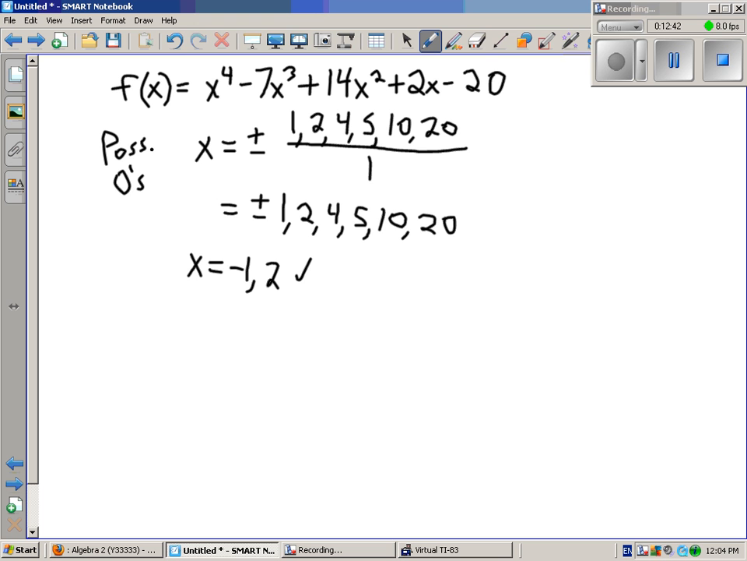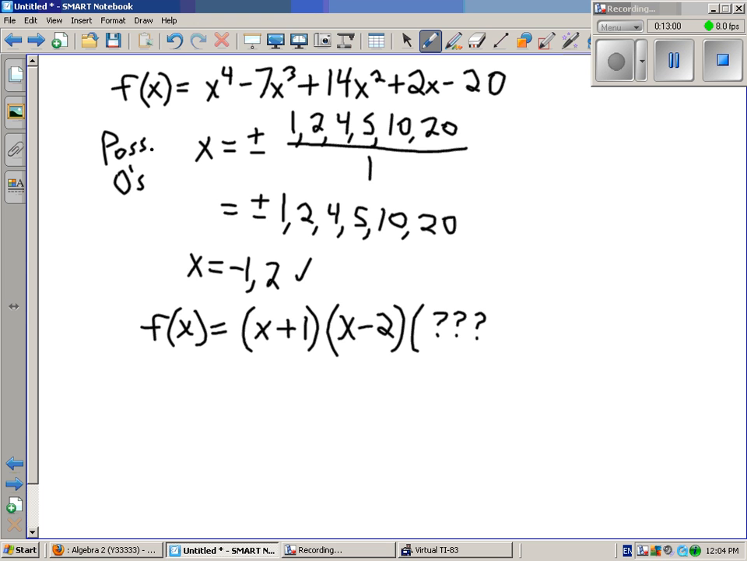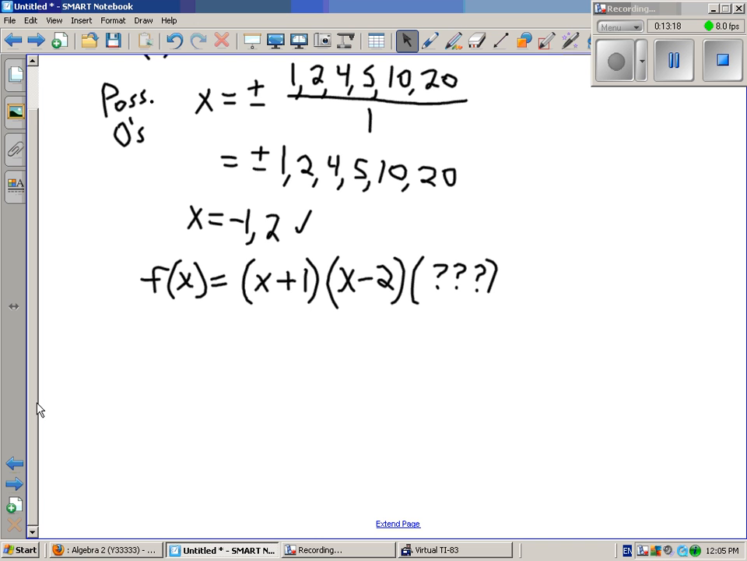Everything else is trash. So what I have here is a function that, because I have a 0 at -1, I know x plus 1 is a factor. And because I have a 0 at 2, I know x minus 2 is a factor. And I have something out here that's going to be second order, because I have one x right here, another x right here, and so I need 2 more in order to make an x to the fourth. I do not have any imaginary zeros that are given to me, so I don't need to multiply these guys together. I just have real zeros right here.